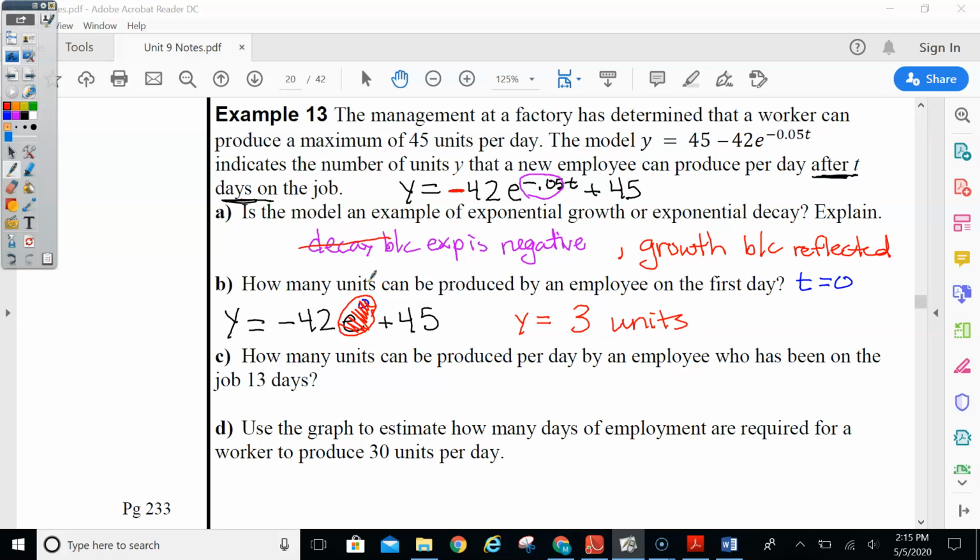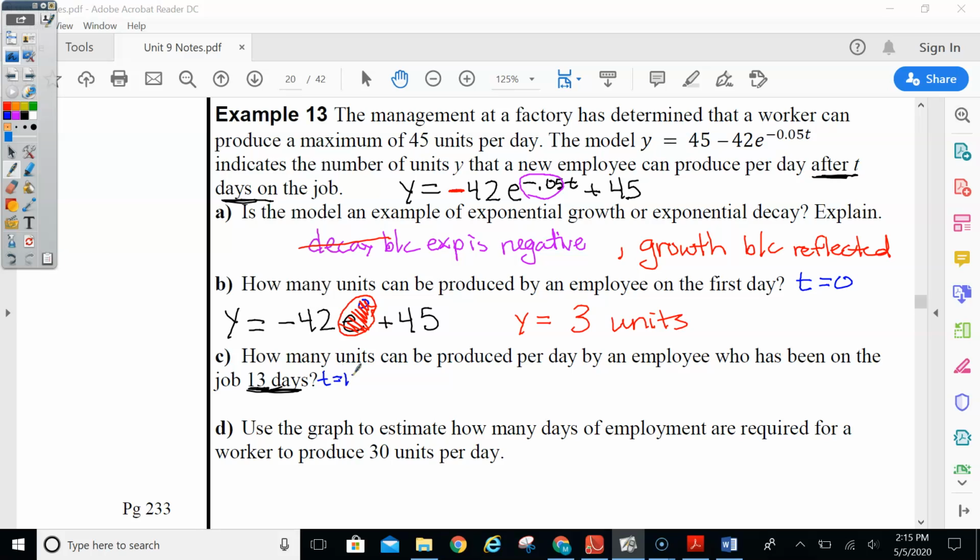Okay, so that one, I know e to the 0 is 1, so it's not hard to figure out the answer without a calculator. But I don't know what e to the 13th is, so that's what I need a calculator for. So here for part C, I'm going to write the equations for these and then get the calculator out. How many units can be produced per day by an employee who has been on the job for 13 days? So after 13 days, T is 13.